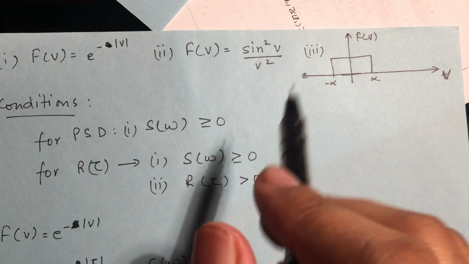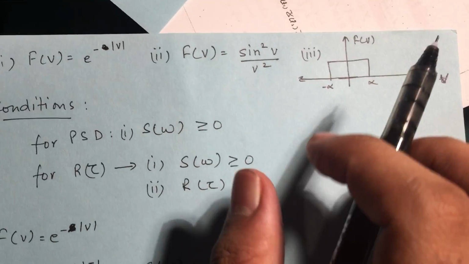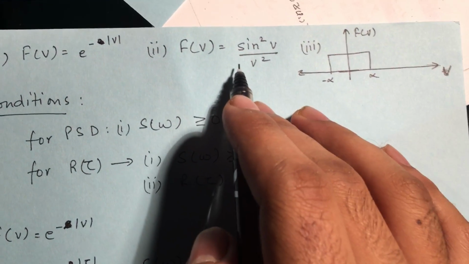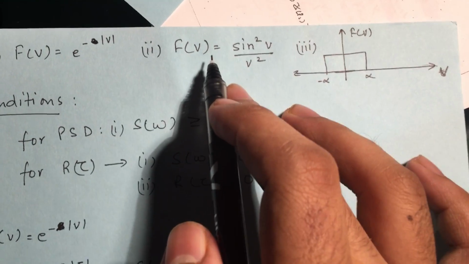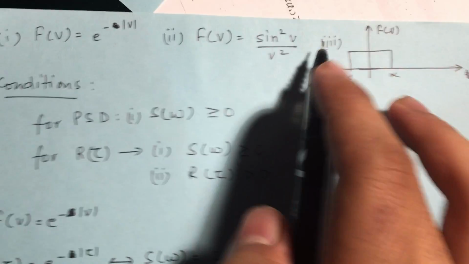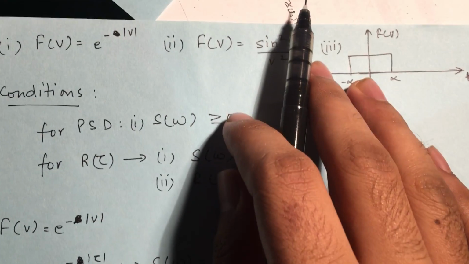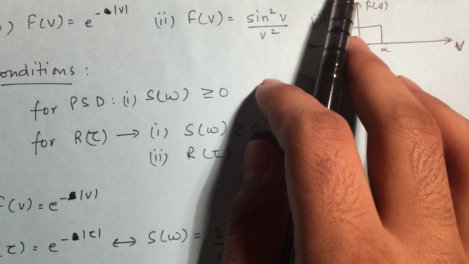The question says that we have to check whether each function, if we substitute tau instead of v, represents an autocorrelation function, and if we substitute omega instead of v, whether it represents a power spectral density function.